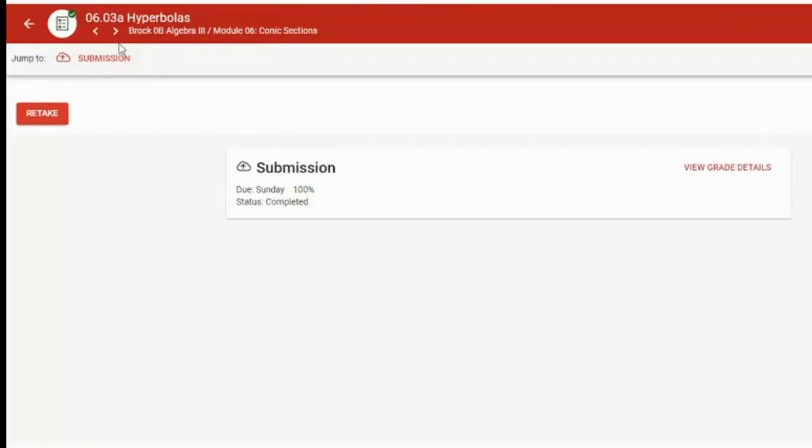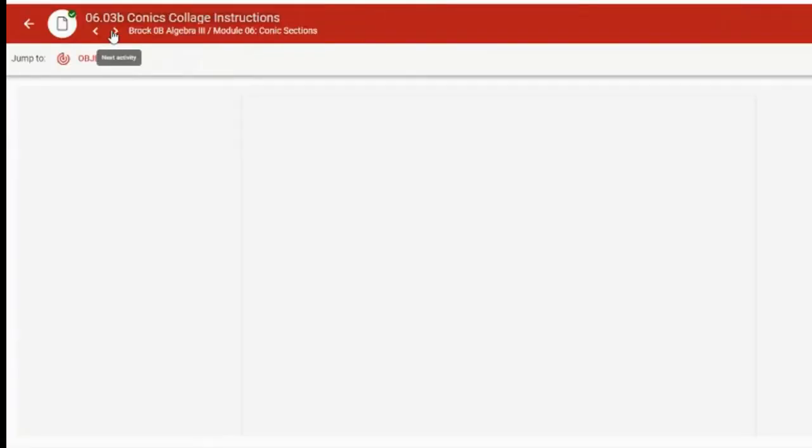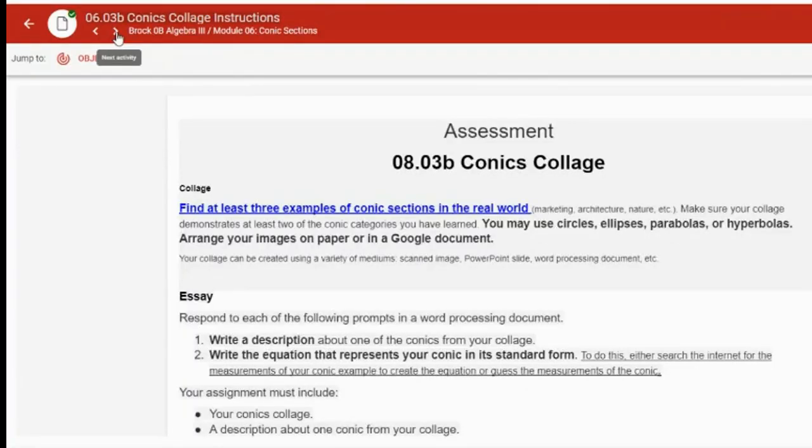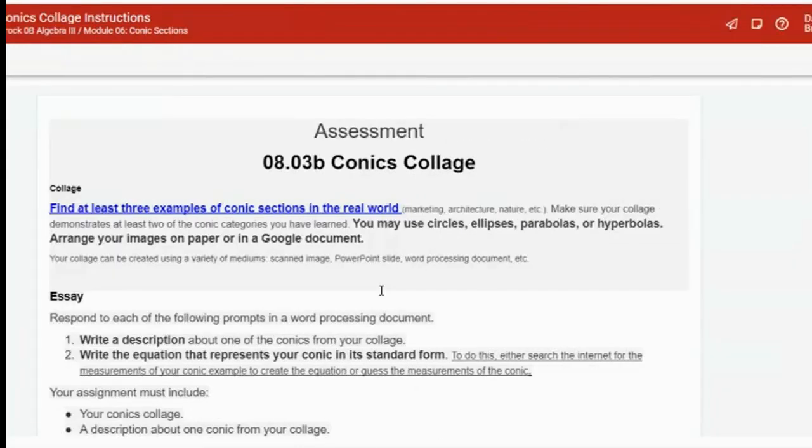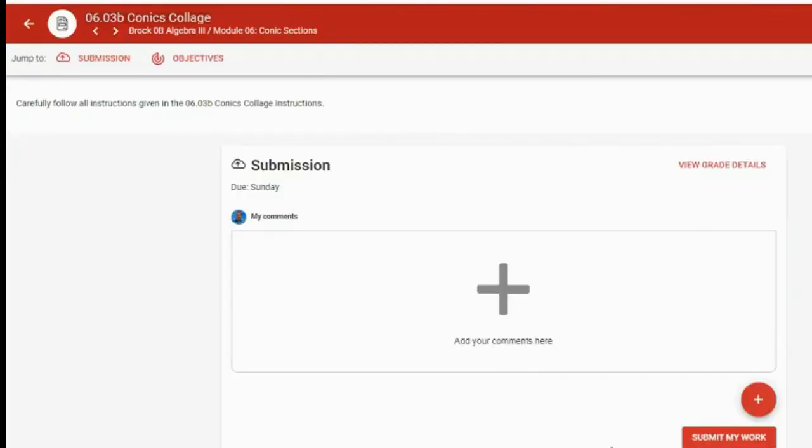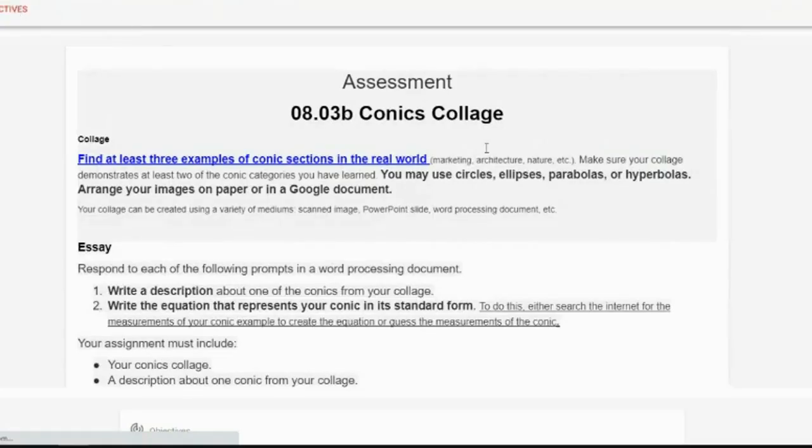But I want to look at the conics collage. So this is one of those where you're going to do it on a Google Doc or however you want to do this on paper. It's easy to do on a Google Doc because you can pull in pictures because you're making a collage. A collage is a group of pictures put together. So here are the instructions for that.